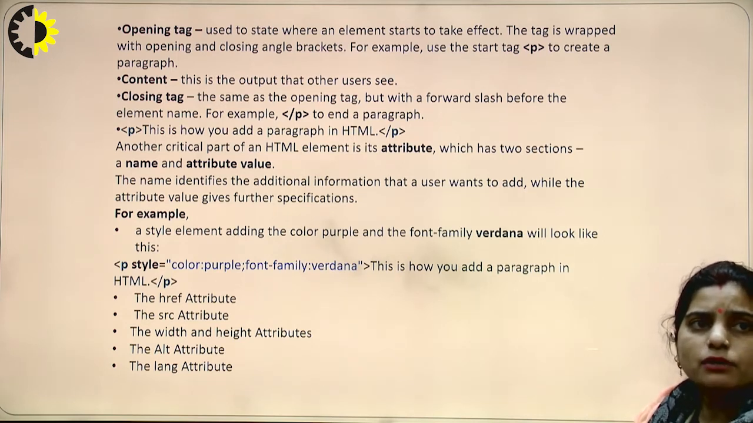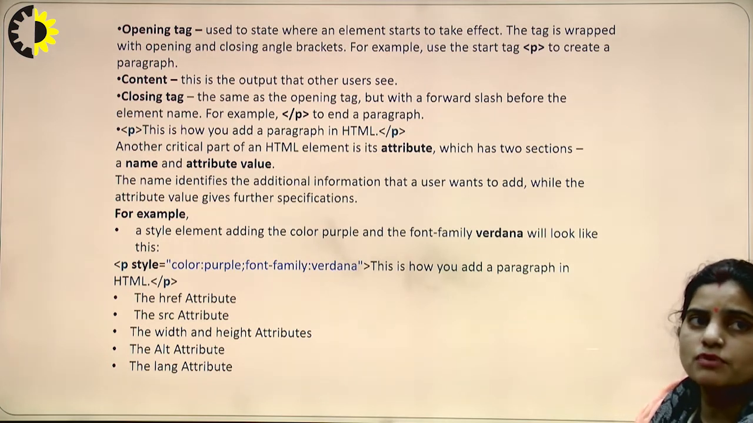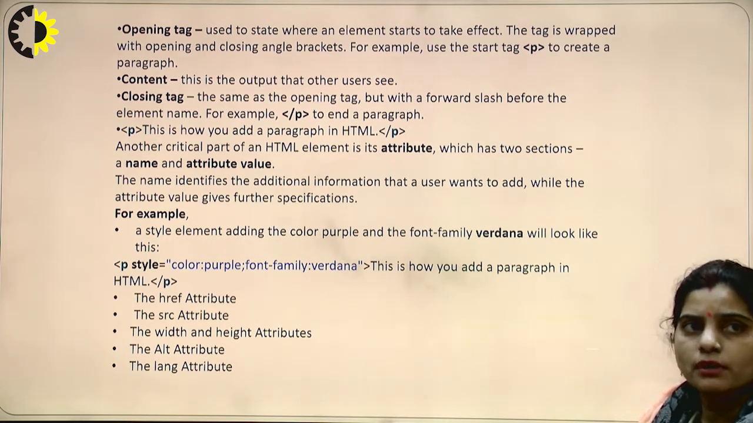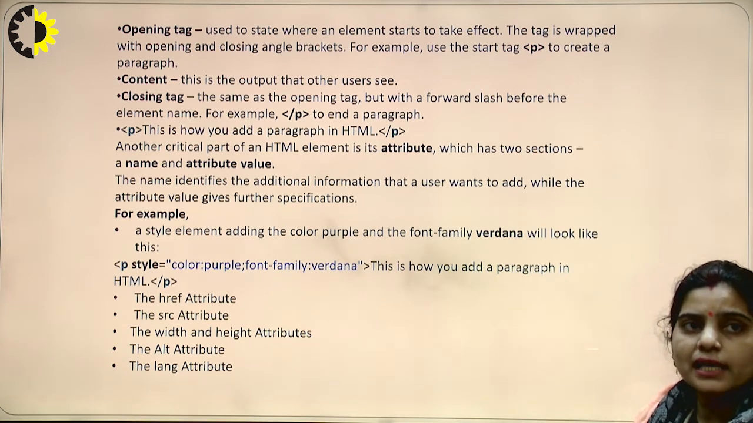Another critical part of an HTML element is its attribute, which has two sections. First one is name and second one is attribute value. Basically, the name identifies the additional information which a user wants to add, and this attribute value gives the further specifications. For example, if you are using a style element which is used to add the color purple and the font family Verdana, it will look like this.